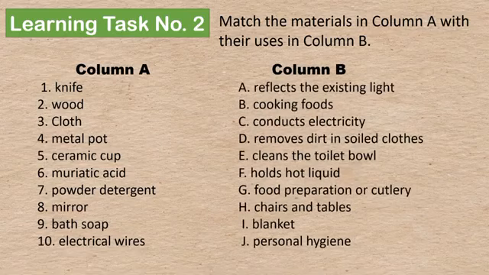This is column B. A, reflects the existing lights. B, cooking foods. C, conducts electricity. D, removes dirt in soiled clothes. E, cleans the toilet bowl. F, holds hot liquids. G, food preparation or cutlery. H, chairs and tables. I, blankets. And J, personal hygiene.